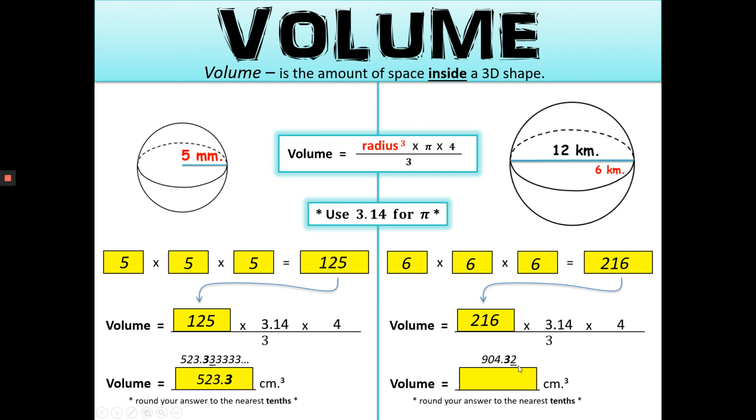904.32. This is one of the rare instances where it's not a repeating decimal, but we still approach it the exact same way. Since we're rounding to the nearest tenths place, that 3 right there is the tenths place. We look at the 2 to see if we round up or down. Just like the previous example, it's not a 5 or higher, so it's going to round down. The final answer for this one is 904.3, and that's it.